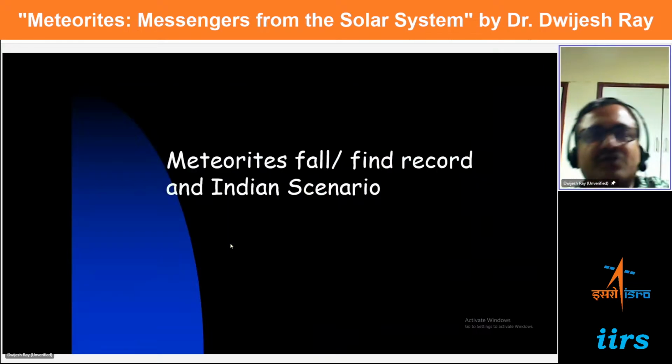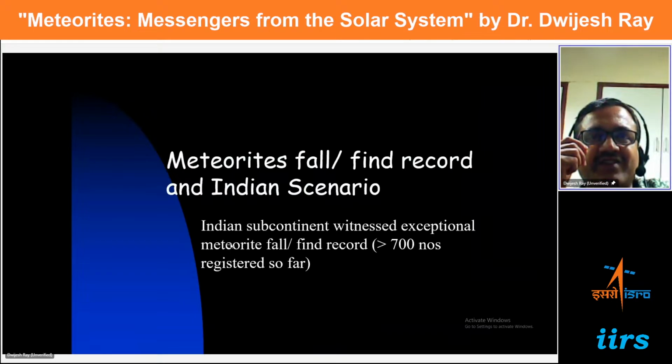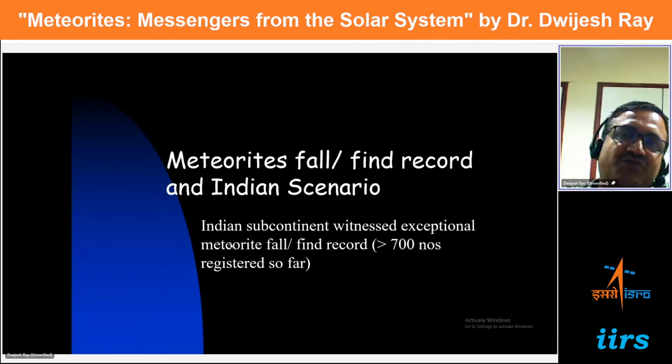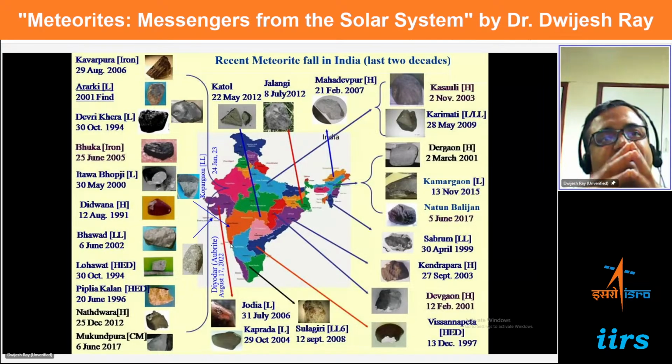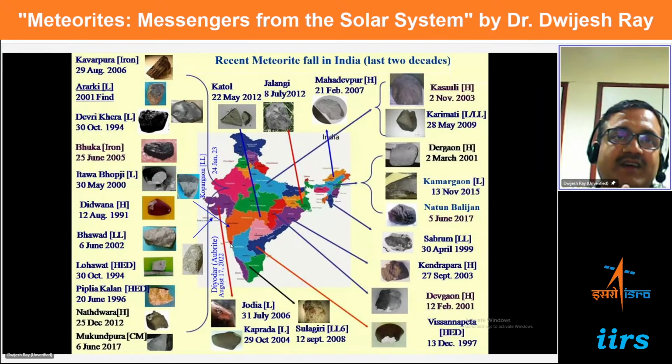So this is the meteorite fall and find in the Indian scenario. We already have more than 700 meteorites in our collections, covering almost the majority of the states. Somehow most of the meteorites fall and find are from the Rajasthan area. I don't know the exact reason why, but this is the fact. Even last year we collected a meteorite from the state of Maharashtra. This is Kopargaon, which fell on 24 January 2023.